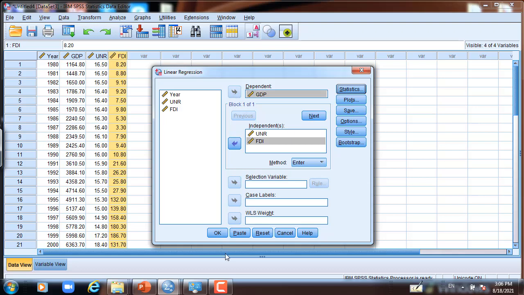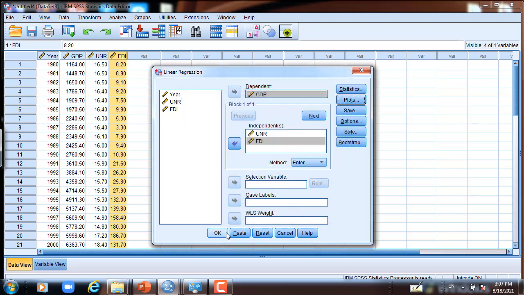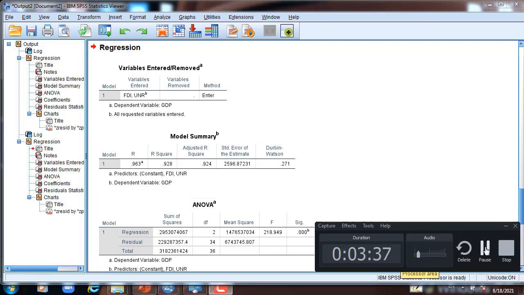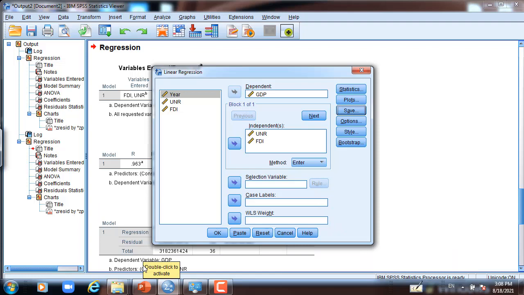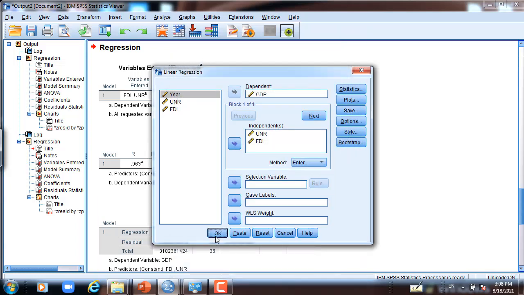Then continue, and as we mentioned, press Plots, and then move ZPRED to the x-axis and ZRESID to the y-axis, and then press Continue and OK. You can also press Save, select Studentized residuals and continue, then press OK.